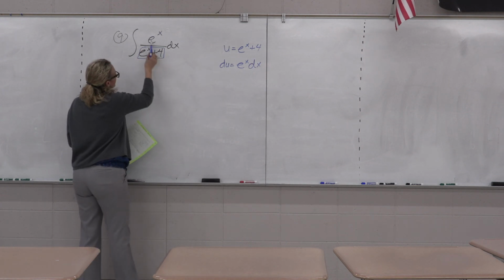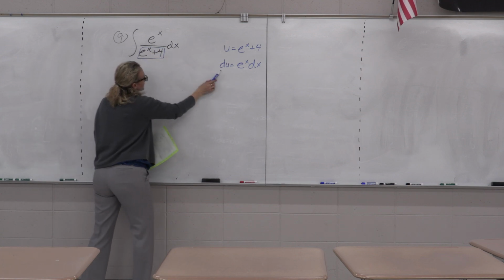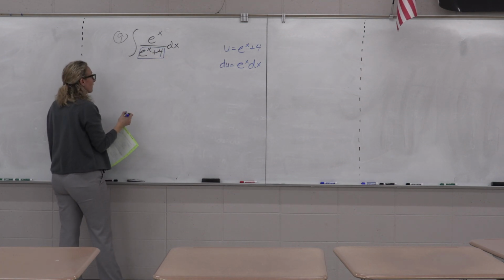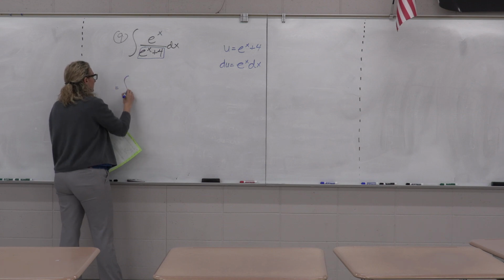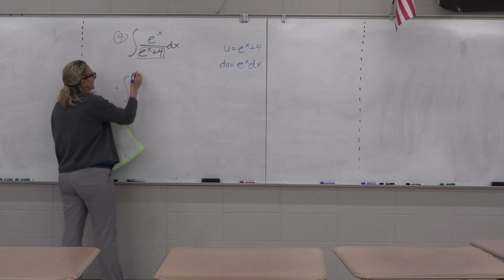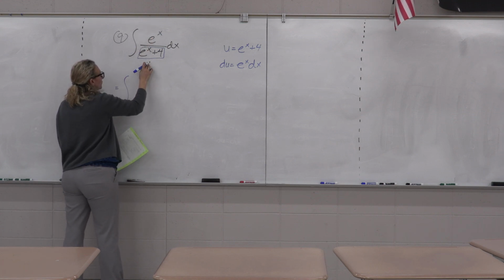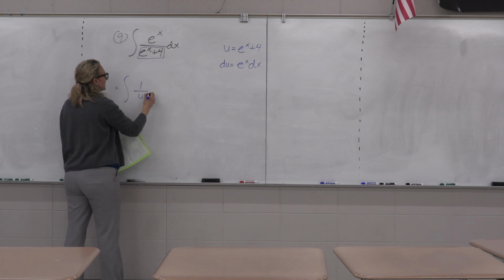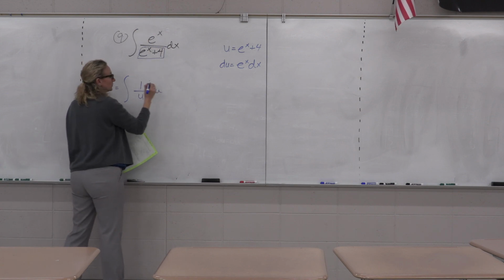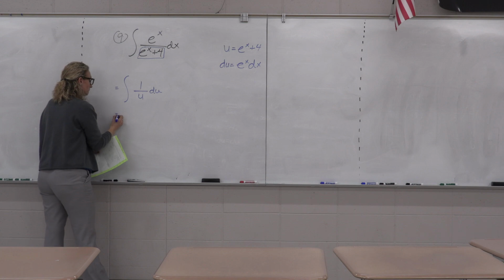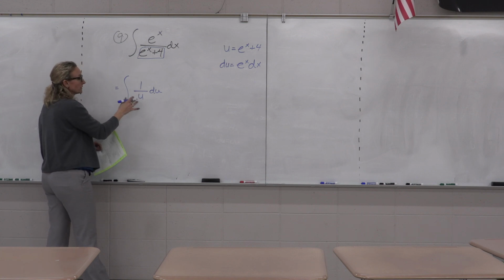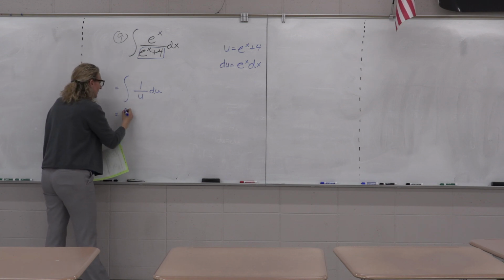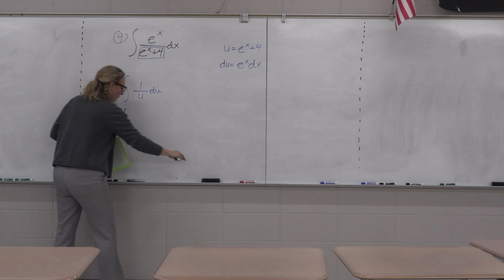Oh, that's the best news right there. E to the x dx, right there, is du. So if I write the integral with a change of variable, it's going to be 1 over this box, which is u. 1 over u times e to the x dx is du. Well, that is something on the green sheet we can take the antiderivative of.